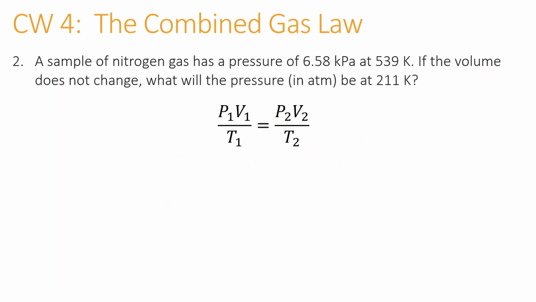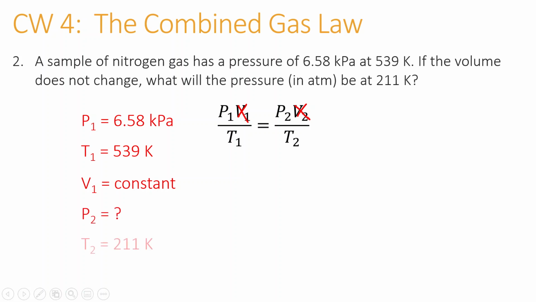So in question 2, we have a sample of nitrogen gas with a pressure of 6.58 kPa at 539 Kelvin. If the volume does not change, so volume is constant here, we can remove that from our expression. What will the new pressure be whenever we change the temperature to 211 Kelvin?